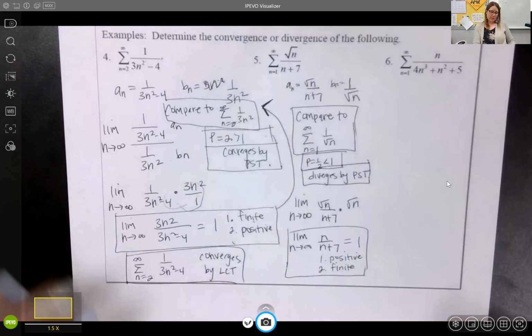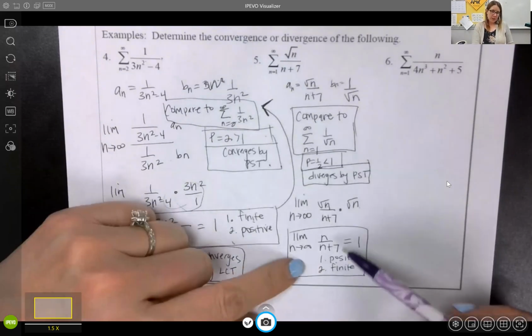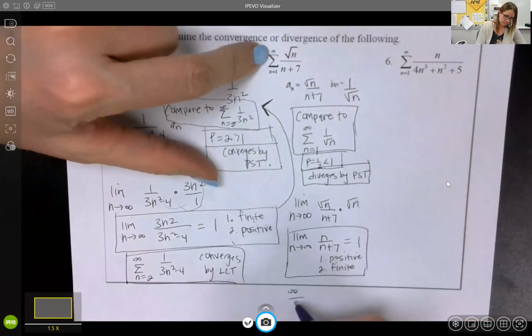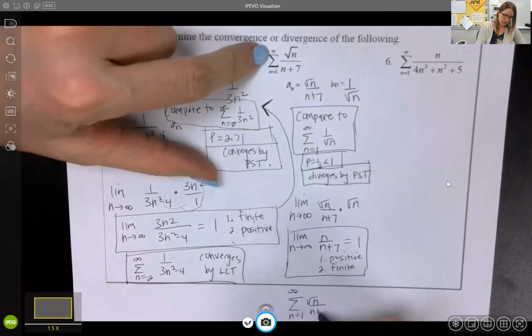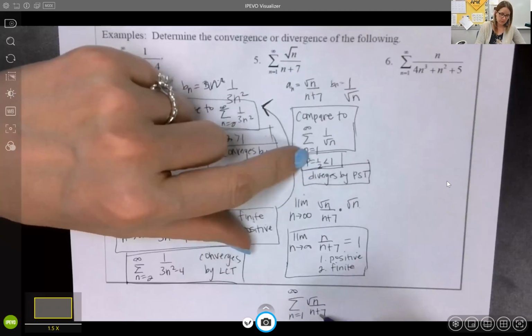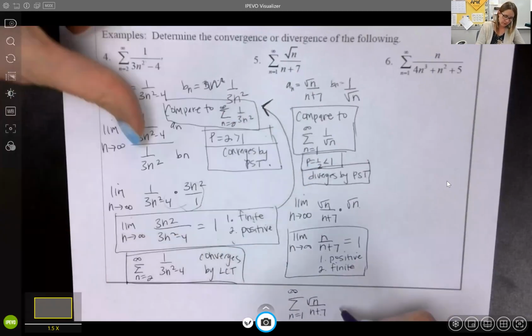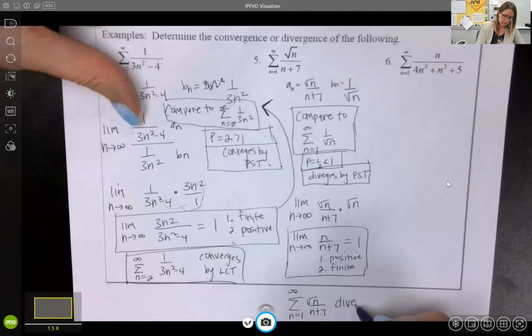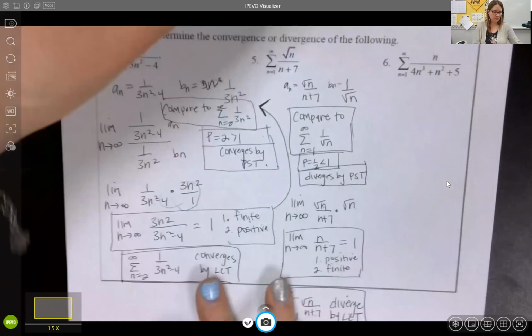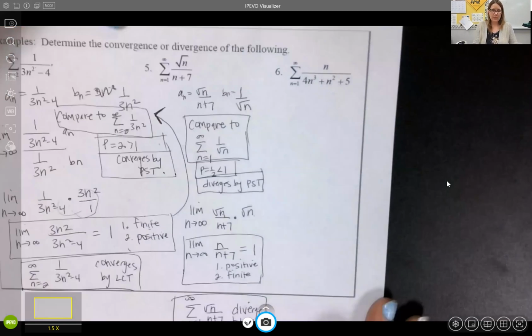So that means my function that I'm looking for will do whatever this one did that I compared it to. So it will also diverge by LCT. Okay. All right, one more example.